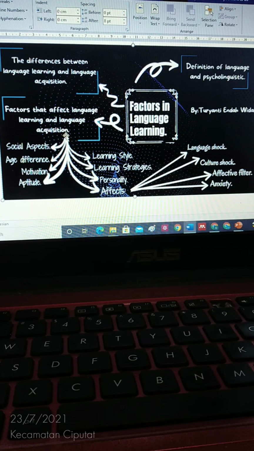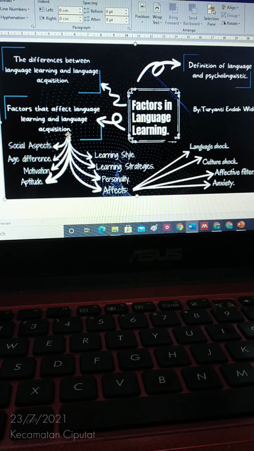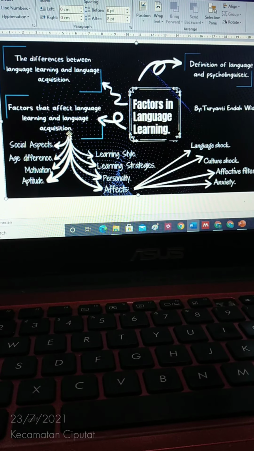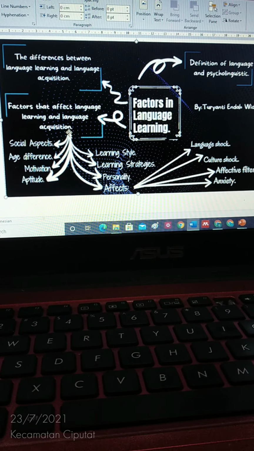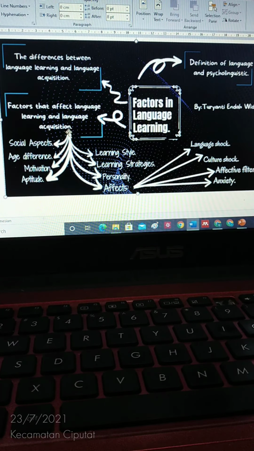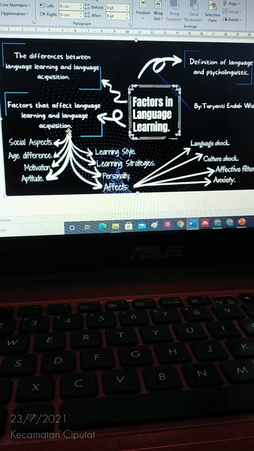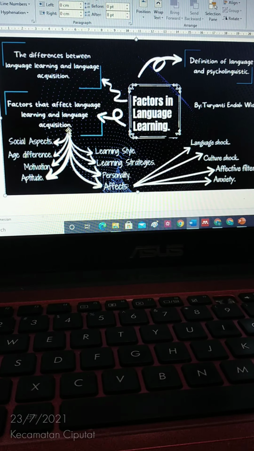I'm Ida. I'm going to present factors in language learning from Introductions of Psycholinguistics. Definition of language and psycholinguistics. Language is such a complex phenomenon that it has become the common study point of many social sciences, such as linguistics, psycholinguistics, sociolinguistics, neurolinguistics, and historical linguistics. Meanwhile, psycholinguistics is the study of the psychological factors that enable humans to acquire, use, comprehend, and produce language.